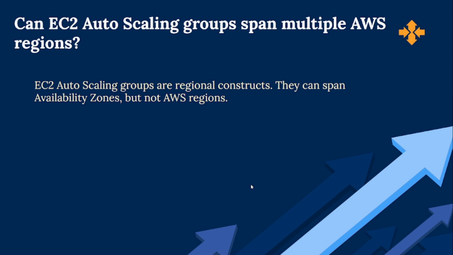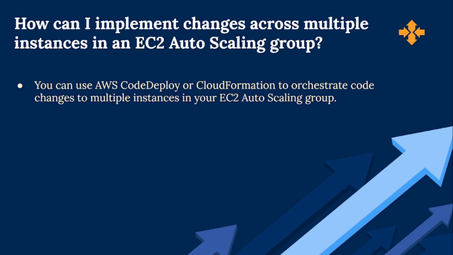Can EC2 Auto Scaling groups span multiple AWS regions? EC2 Auto Scaling groups are regional constructs. They can span availability zones, but not AWS regions. Let's see the next question. How can I implement changes across multiple instances in an EC2 Auto Scaling group? You can use AWS CodeDeploy or CloudFormation to orchestrate code changes to multiple instances in your EC2 Auto Scaling group. Let's move to the next question.